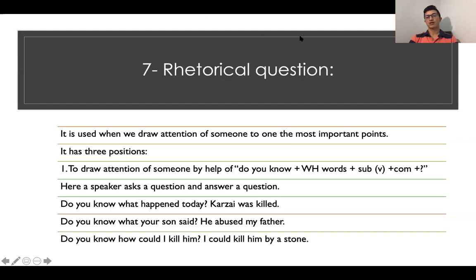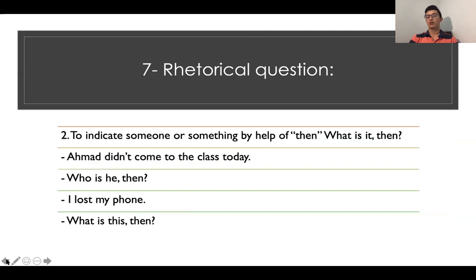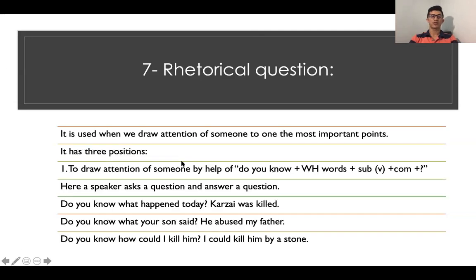Okay, so it means that you have some important news or information, and you just want the person to know about that and remember that important point. Okay, so we have three types of rhetorical question. The first one is to draw attention of someone, or to attract attention of someone. You want someone to focus on what you say, then you use a rhetorical question.